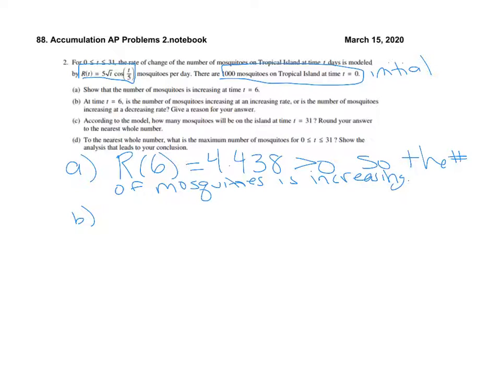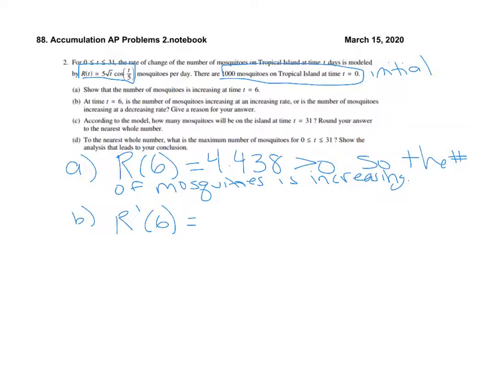At time t equals 6, is the number of mosquitoes increasing at an increasing rate, or is the number of mosquitoes increasing at a decreasing rate? So this is asking for the derivative of the rate. So the second derivative of the original function, or the derivative of r. So r prime of 6.